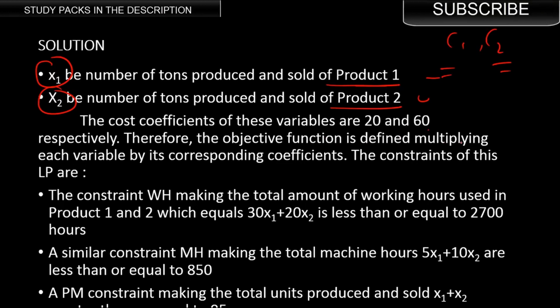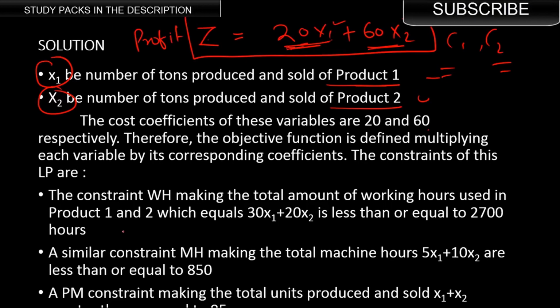Therefore, the objective function is defined by multiplying each of these variables with its corresponding coefficient. So the objective function, defined as G, is equal to 20x1 plus 60x2. We have several constraints. We have the working hours constraint: the total number of working hours used for product 1 and product 2 is 30x1 plus 20x2, which has to be less than or equal to 2,700 hours. Okay, so how do we come up with 30 and 20? Well, 30 hours is taken for product 1, and 20 hours is taken for product 2.